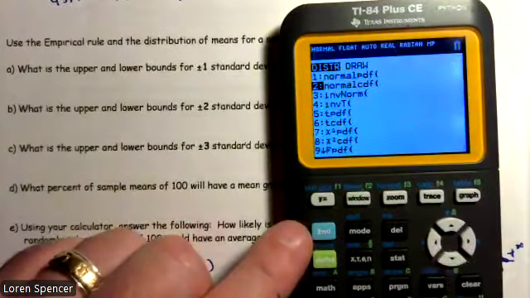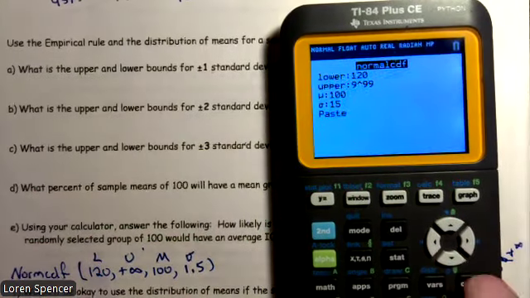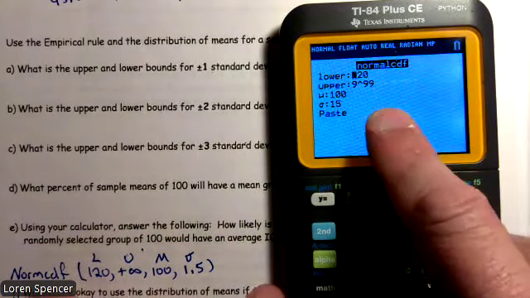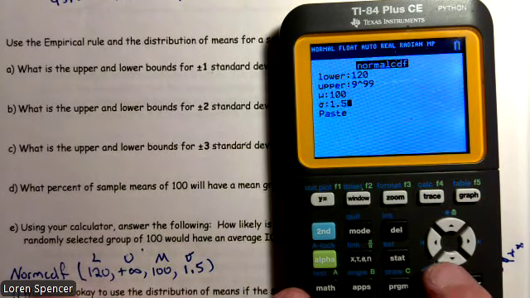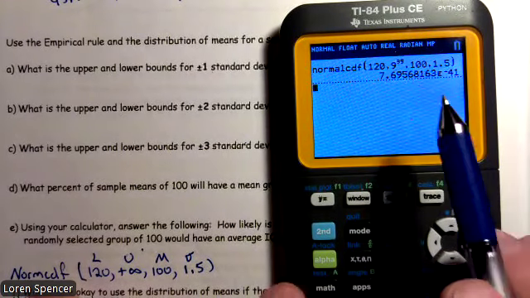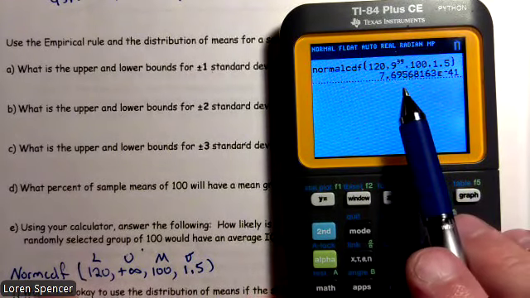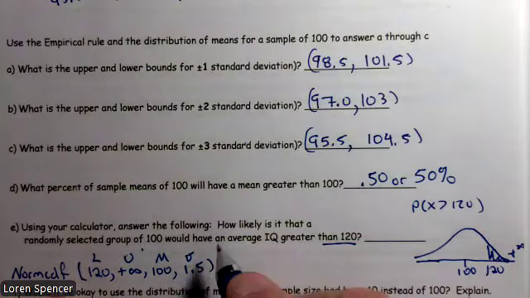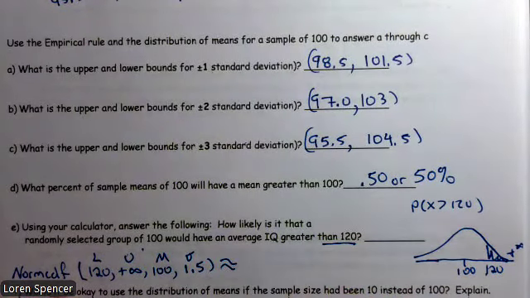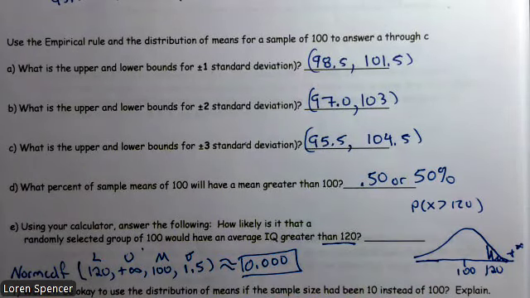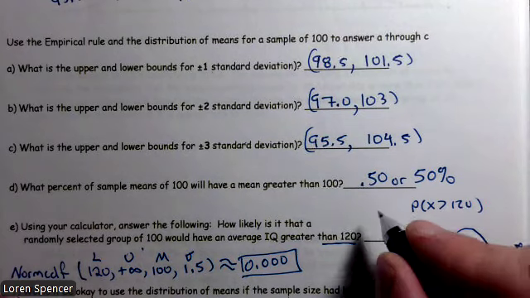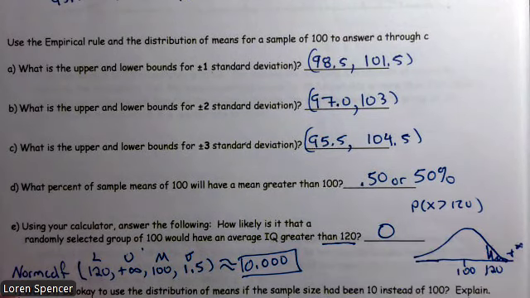Second vars, normalcdf, lower bound 120, upper bound 9 raised to the 99th, mean of 100, standard deviation is 1.5, not the 15. And it's like, oh my gosh, that's really, really small. That's approximately 40 zeros. So that's approximately 0.000. So approximately zero. Not going to happen. Almost impossible. So it's approximately zero.